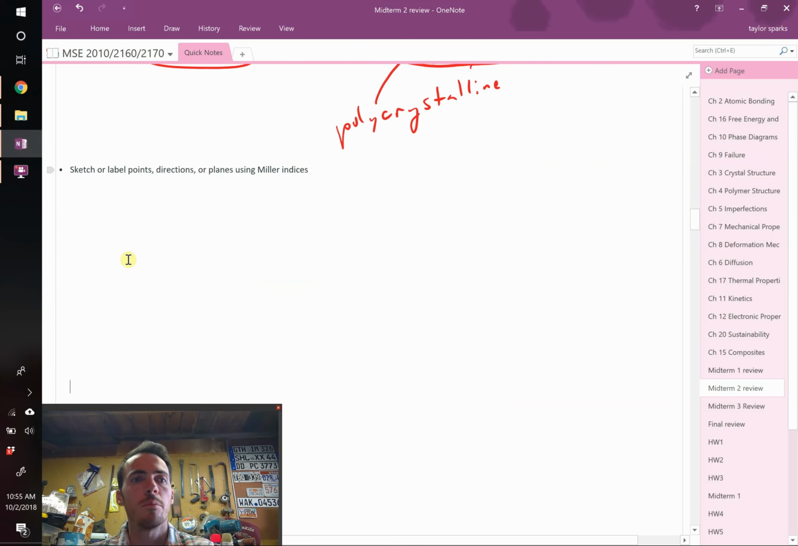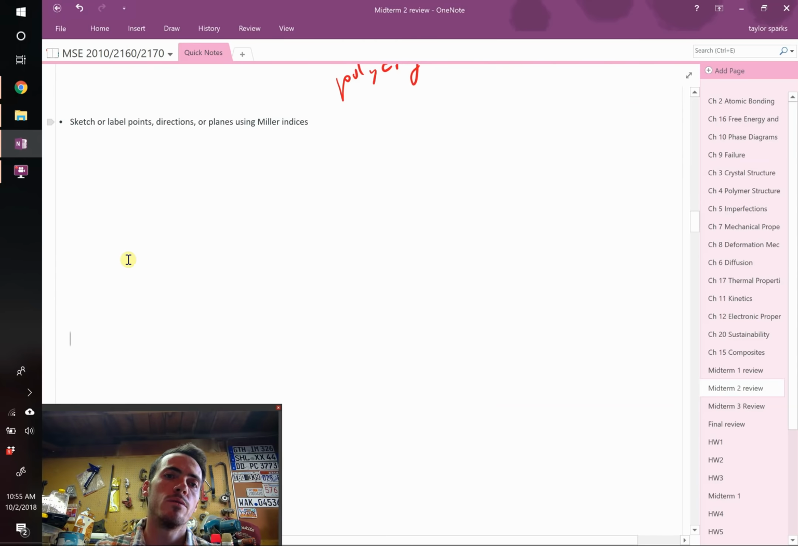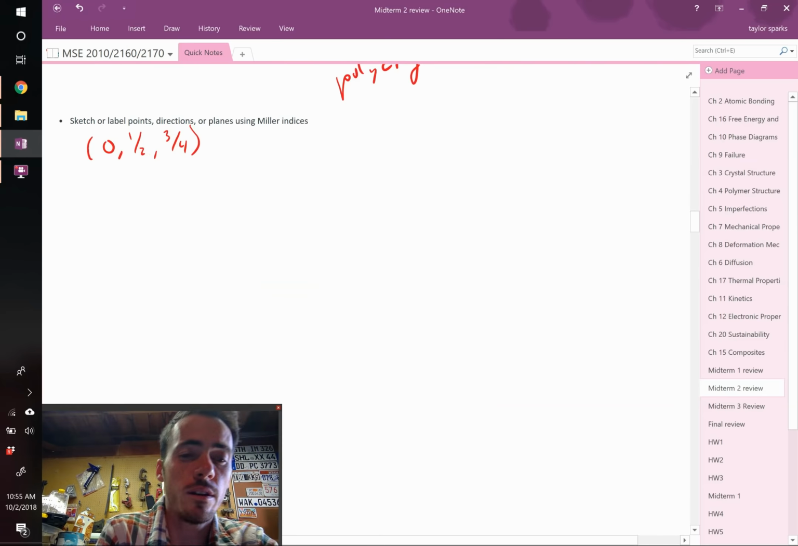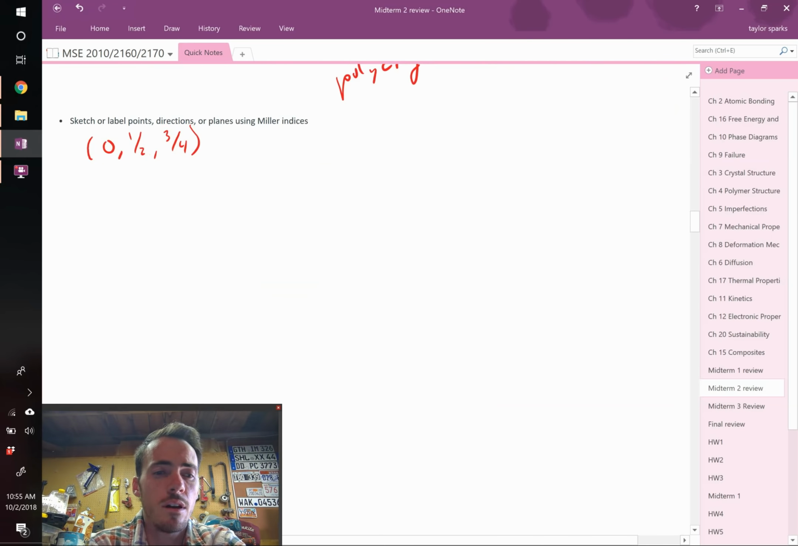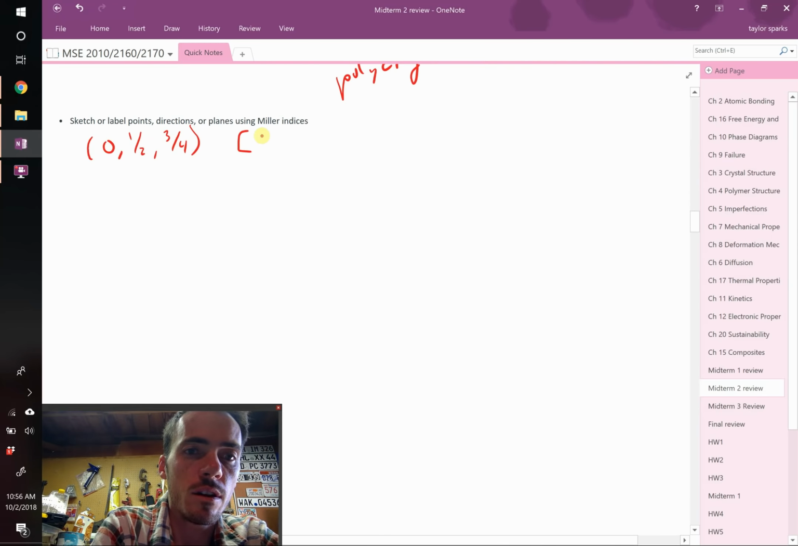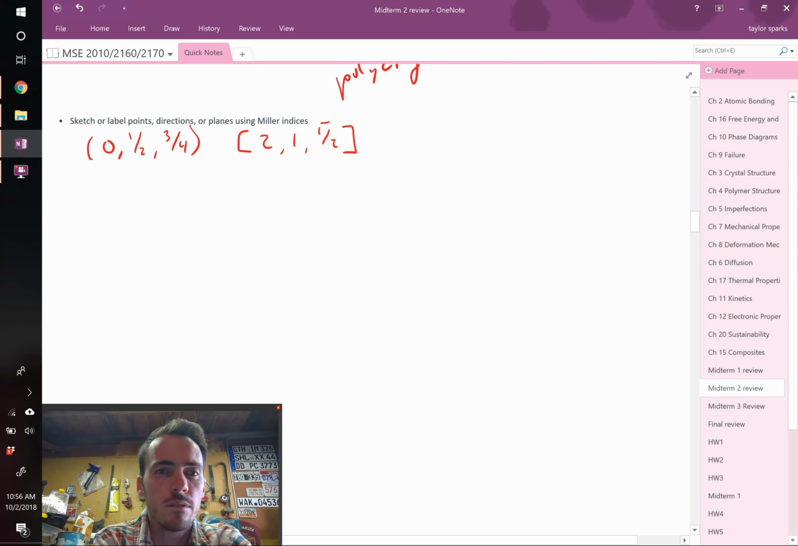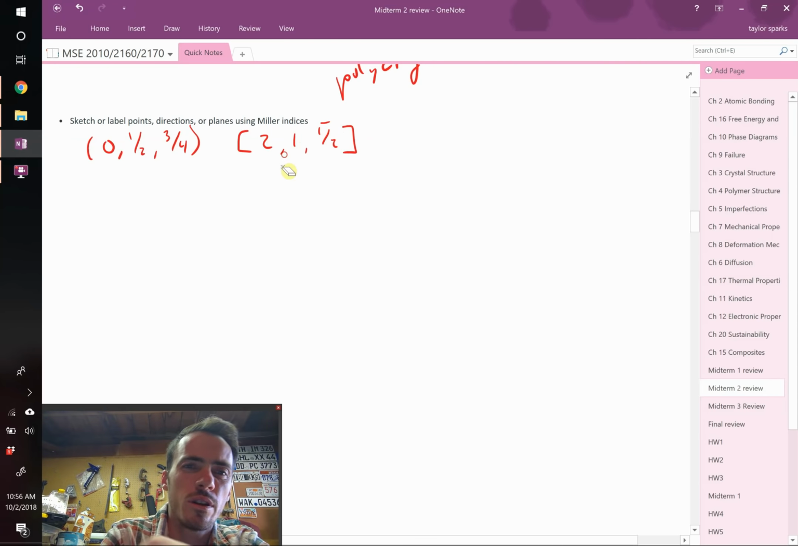Sketching or labeling points, directions, or planes using Miller indices. So let's sketch a few first. Let's sketch the following. Let's sketch the (0, 1/2, 3/4) point. You know that's a point because I use round brackets and commas. Let's sketch the [2 1 -1/2] direction, right? Those shouldn't have commas.